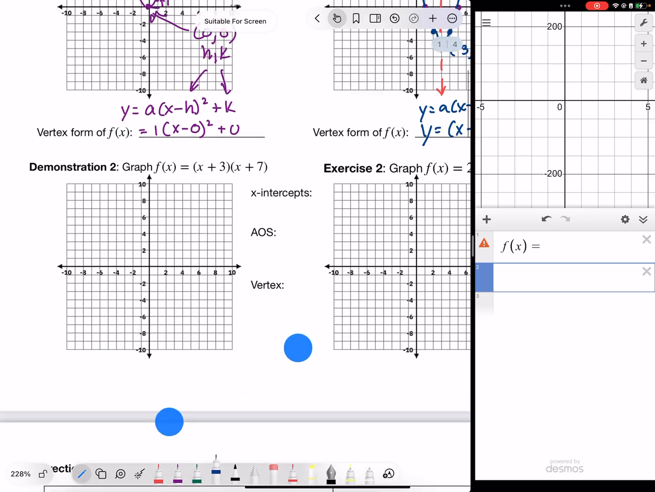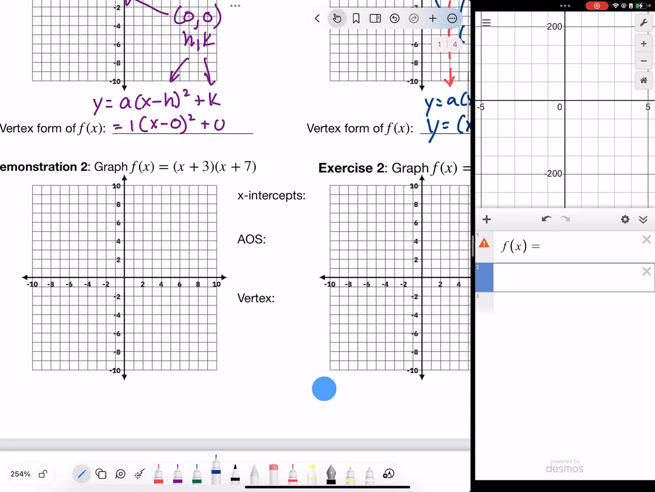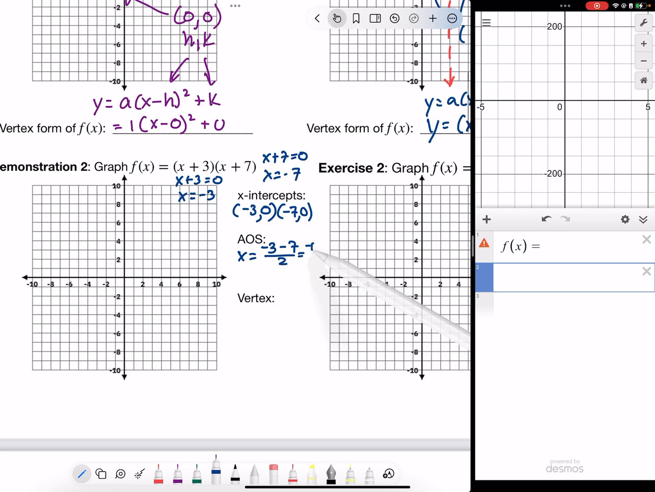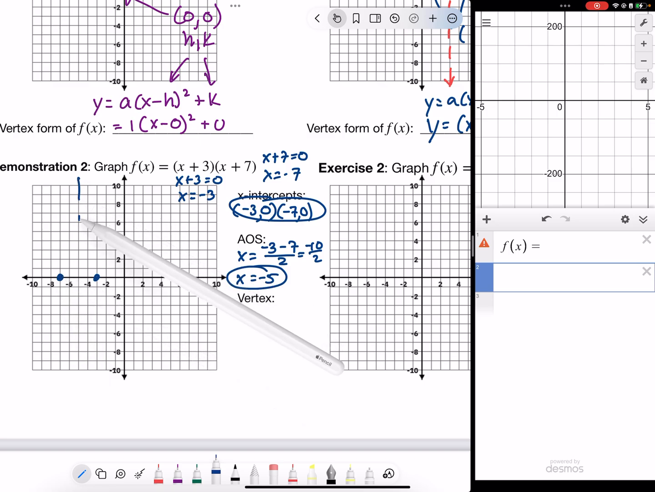I'm going to run through these without doing as much talking. X-intercept. So I'm just going to grab x plus 3, set it equal to 0, solve. -3 is one of them. I'll set x plus 7 equal to 0 and solve that. There we go. I'm going to find the axis by adding my intercepts together and dividing by 2. There's the axis. There's the intercepts. I start to graph. -3, 0, -7, 0. Axis of symmetry right here at -5.